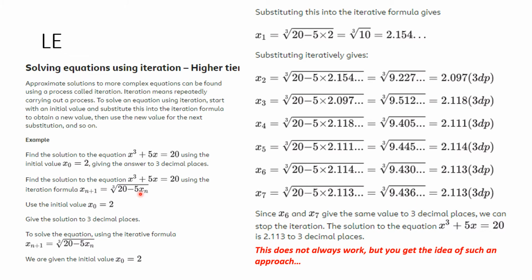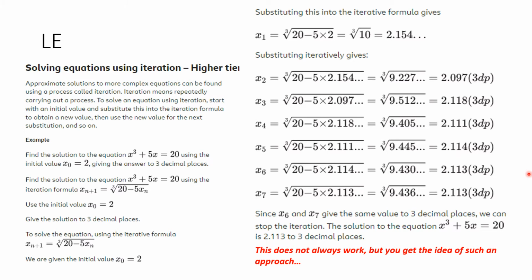So we plug that in to this, and what will happen is we will find that x1 is equal to, putting 2 in here, 2.154. And then I take the 2.154 and substitute it in to get x2, getting this. I get x3 by substituting the 2.097 in, and so on.